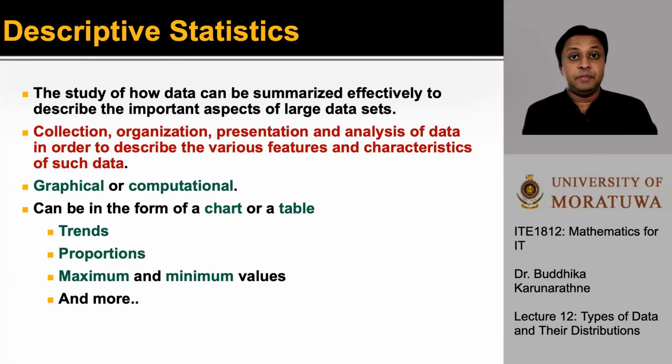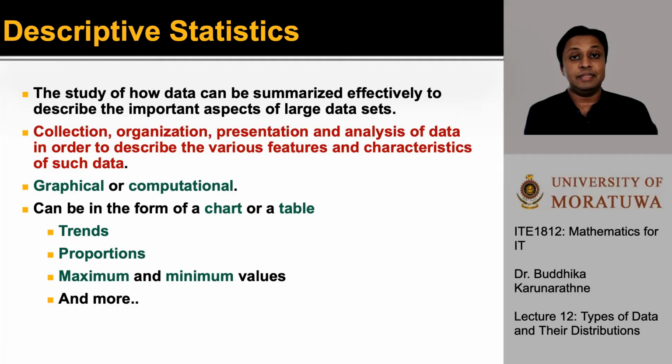We first look at descriptive statistics. This is the study of how data can be summarized effectively to describe important aspects of large data sets. This is about representing data so that we can explore and understand hidden patterns or descriptions within the data. If you look at the raw data set, you would not usually be able to identify any of these patterns or extract any information. For that, you need certain techniques and methods.